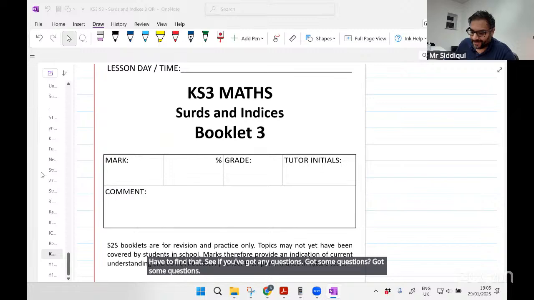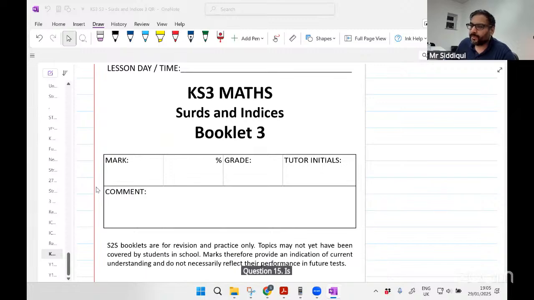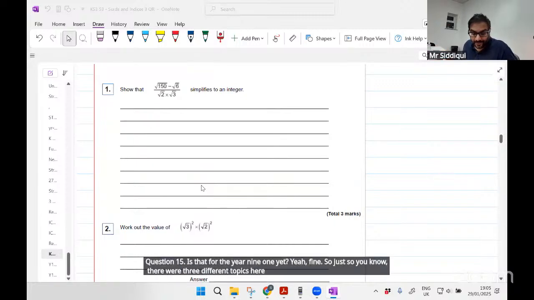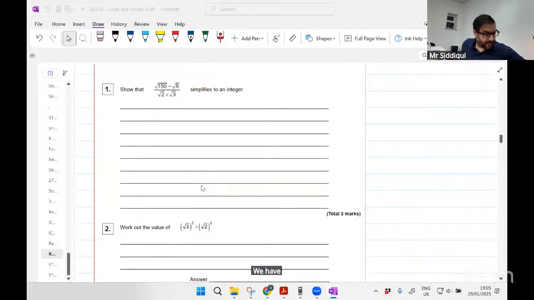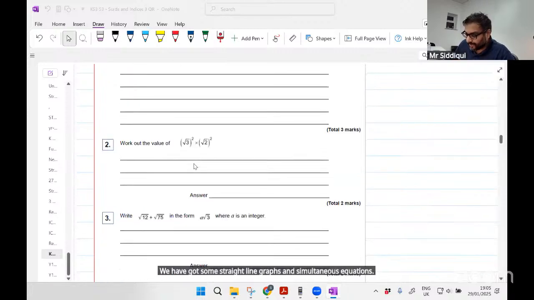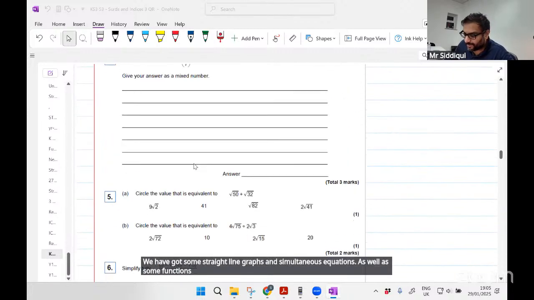Question 15, classic. Is that for the year 9 one? Yeah, fine. So just so you know, there were 3 different topics here, which are still relevant for everybody. We have got some stuff on surds and indices, which will be useful to look at. We have got some straight line graphs and simultaneous equations, as well as some functions and graph transformations, which is the more complicated one, which the year 11s were doing. Let's see if I can just fix this.